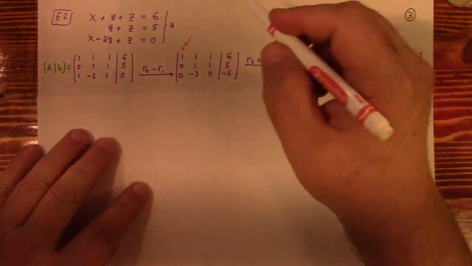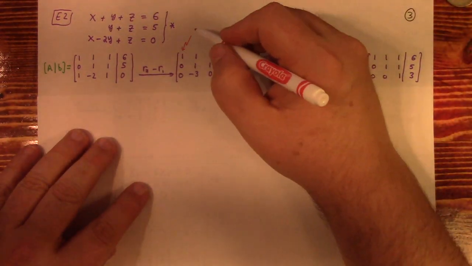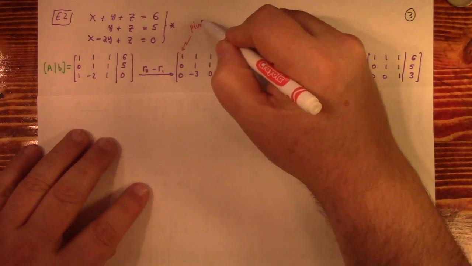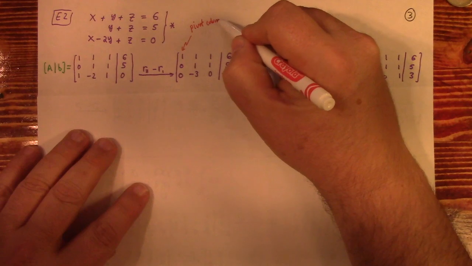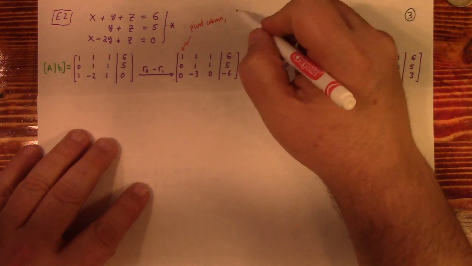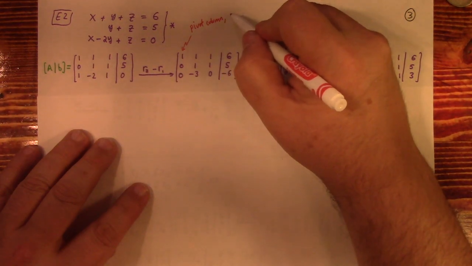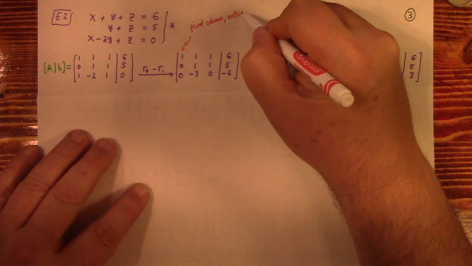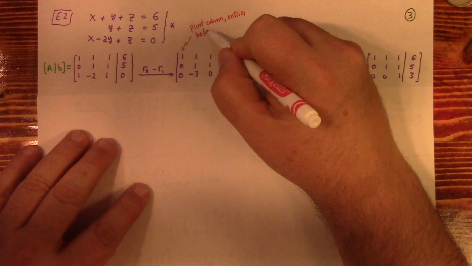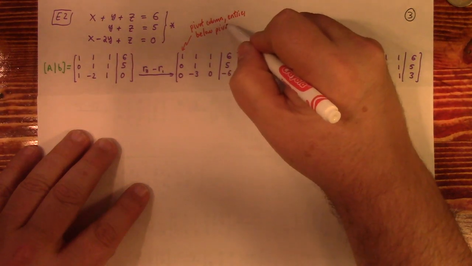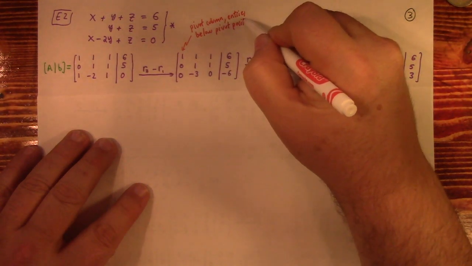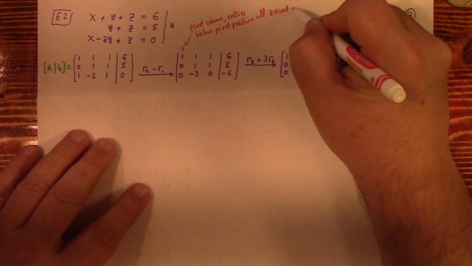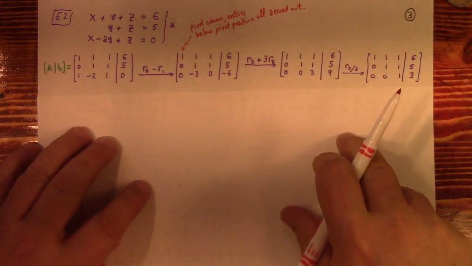Let's see here. So this column here is a pivot column. We've got all entries below the pivot position all zeroed out. Woohoo! That means we're done with that one.